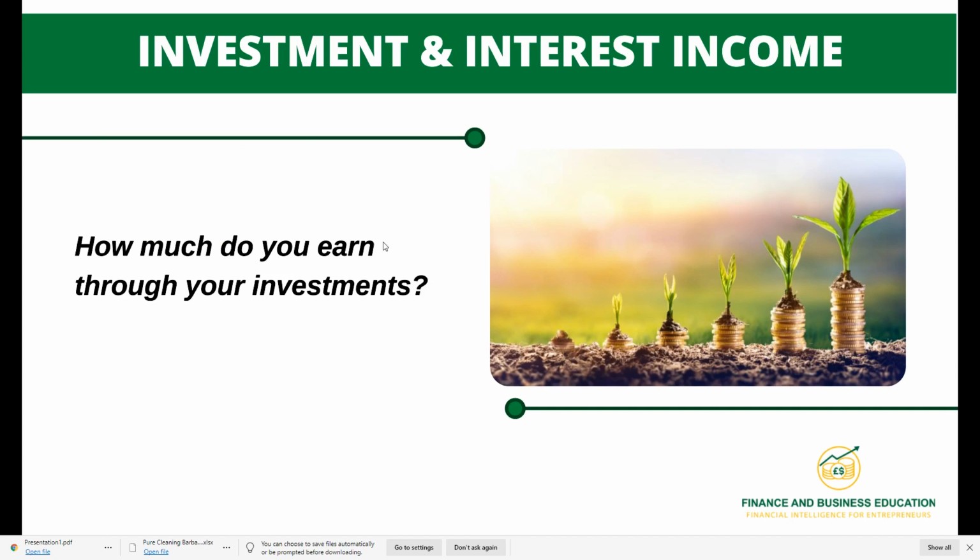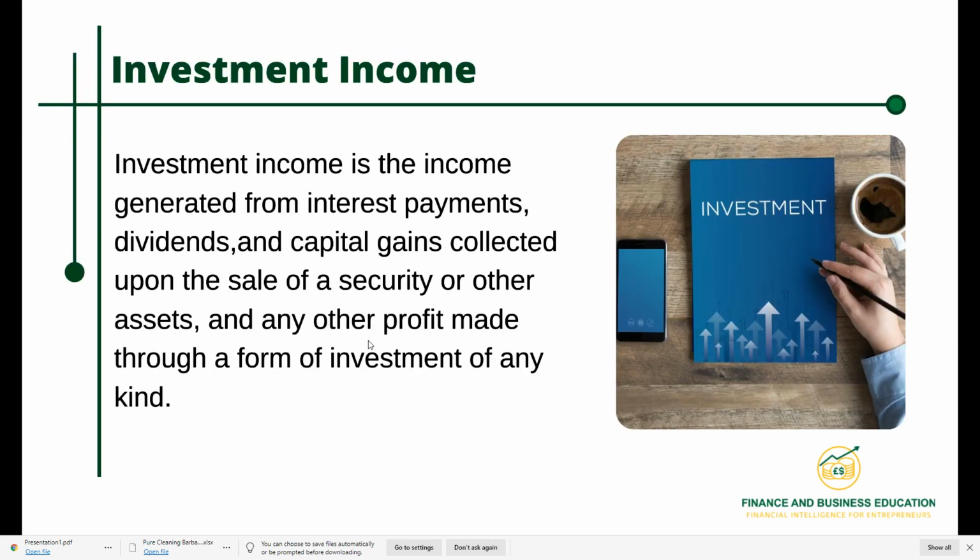So effectively, investment and investment income you can plan for if you have investments. So for example, if you do real estate investments, if that's what your business is, then you have to plan for how much investment income you're going to get. If your business is just investing for returns, you have to plan based on your investments, how much income you will get over time. Effectively, investment income is the income generated from the interest payments, dividends, and capital gains collected on sale of a security or asset, and other profit made through the form of investment of any kind.